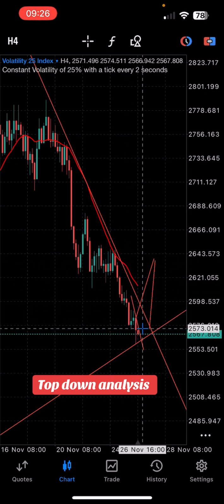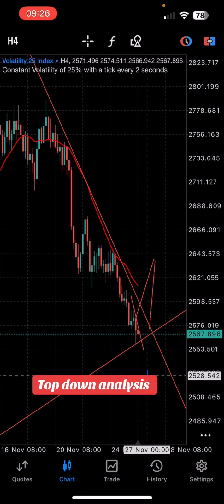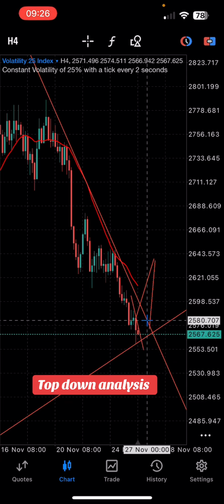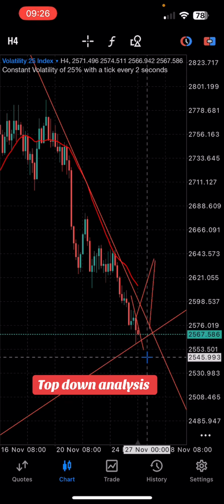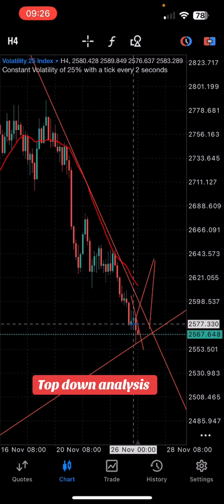We're expecting this market to do. So if that retest doesn't happen, we just allow the market to keep going. If it gives us a new structure and then pulls back to this trend line, we'll look for sell opportunities. But at the moment, we are expecting this buy to happen anytime soon.